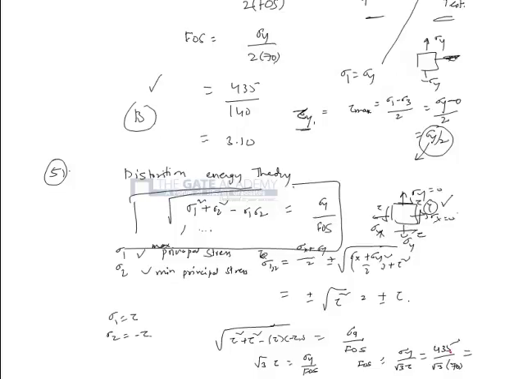Let's use a calculator to calculate it. Yeah, so 435 by root 3 into 70 comes out to be 3.58 roughly. So the answer is D, looking at the options. Thank you.